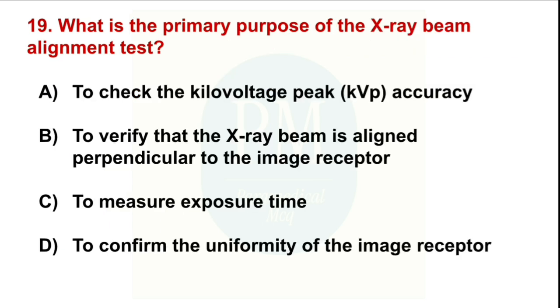What is the primary purpose of the X-ray beam alignment test? Option A. To check the kilovoltage peak accuracy. Option B. To verify that the X-ray beam is aligned perpendicular to the image receptor. Option C. To measure exposure time. Option D. To confirm the uniformity of the image receptor. The correct option is option B. To verify that the X-ray beam is aligned perpendicular to the image receptor.